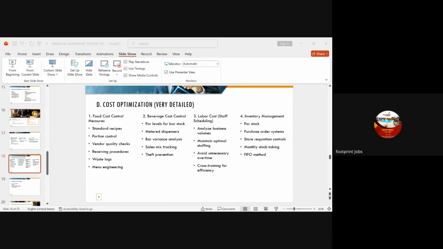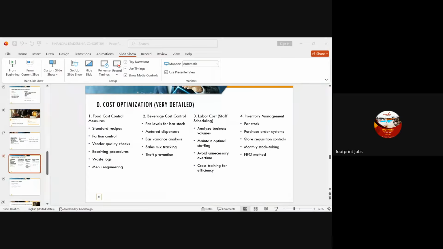Now we have bar variance analysis. Bar variance analysis is simply when you're able to check your different products and see which one is doing well, which one is not doing well, which one you're making more money on, and which one you're not. So let me explain this. It is not all products in your bar that you must mark up 100%. There are products that will make up for other products. So it is not because somebody has said mark up 100% in the bar.